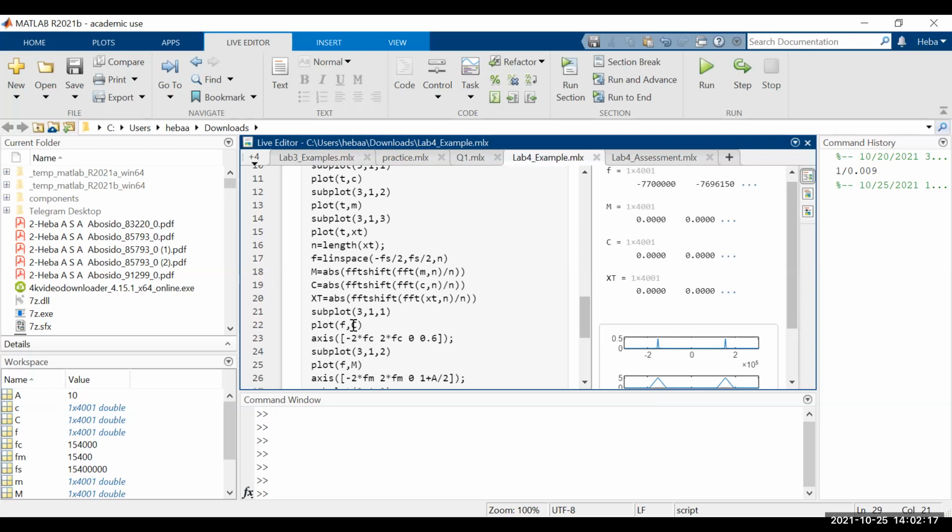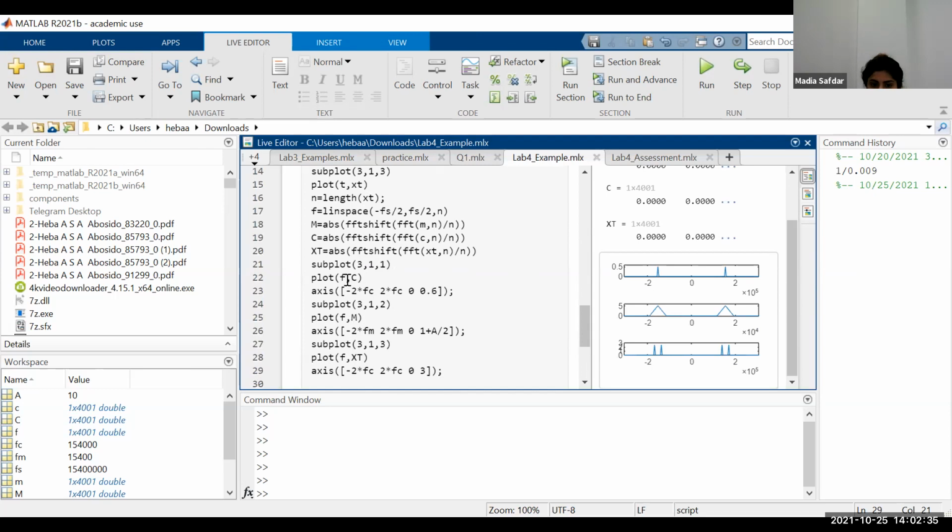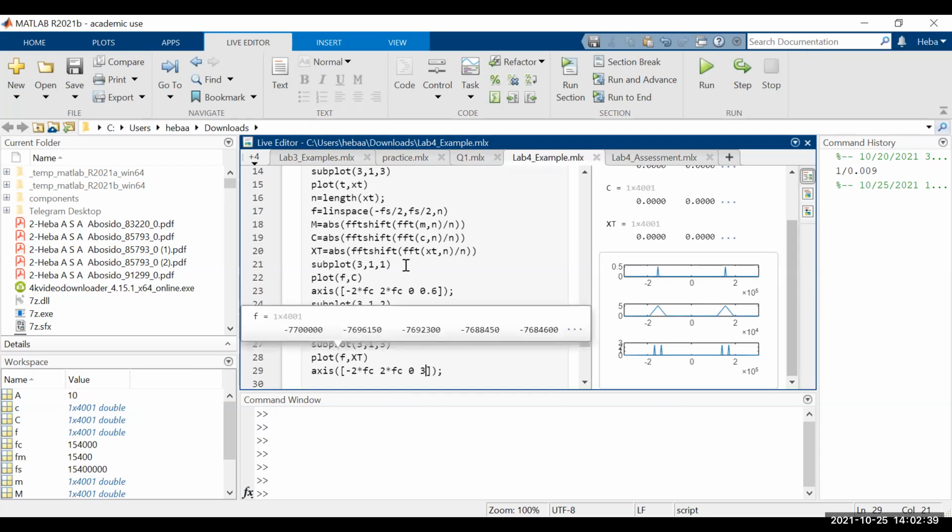I understand, but why do we plot again here? This is the second one. Okay. So first is time domain. If you see in the question, first is time domain. The second is frequency domain. That's why I plotted 2 times. This is in the frequency domain. And what is this?